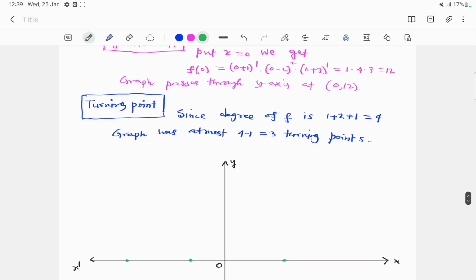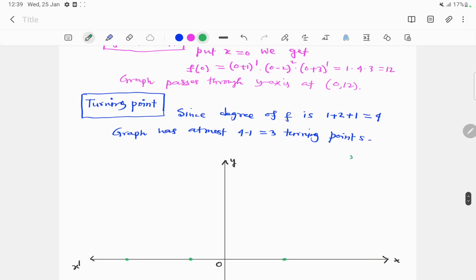The zeros we are getting from the factors x plus 1, and okay, let me write here the polynomial because we need it when we draw the graph. f(x) equals x plus 1, the power is 1, and then x minus 2 whole squared, then x plus 3 whole to the power 1.